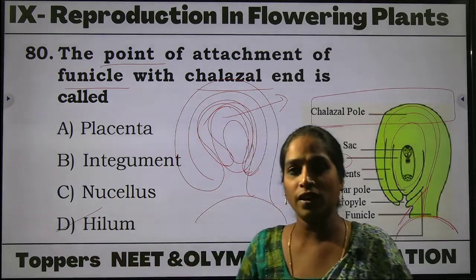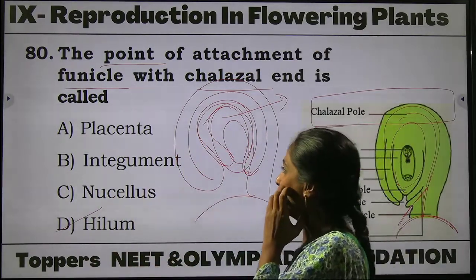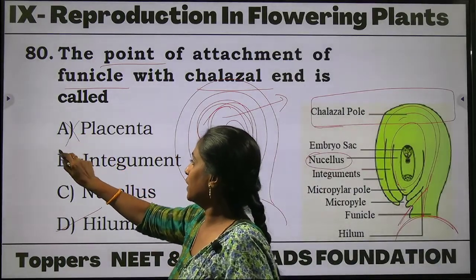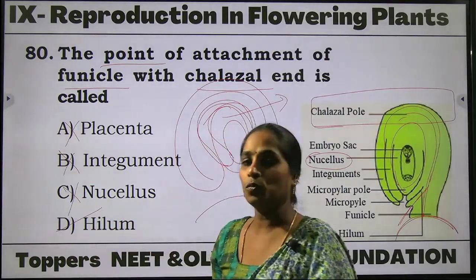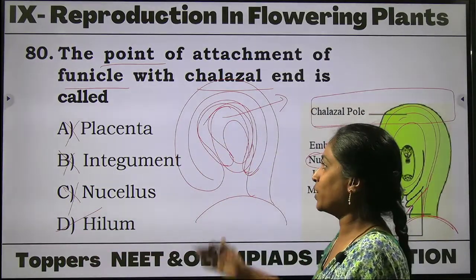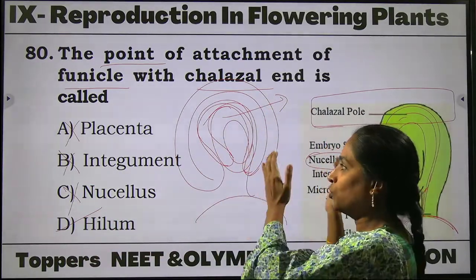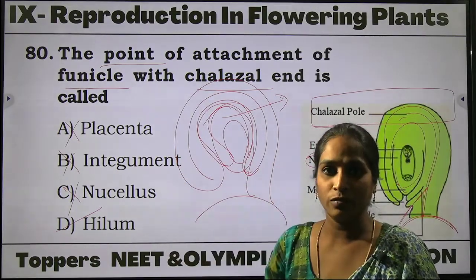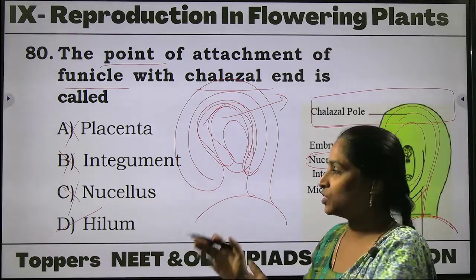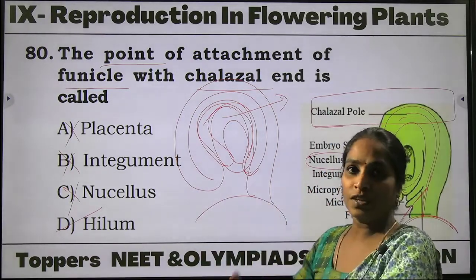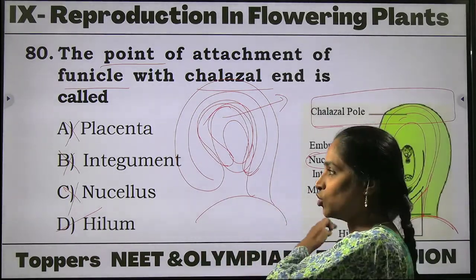What is it called? It's a hilum, not the placenta, not the integument, and not the nucellus. Hope you all understood, dears. According to the picture, if you got to know, then easily you can observe. So immediately you need to think. In the exam you will not have a picture. Here, just for clear explanation, we are giving the correct option as a picture.